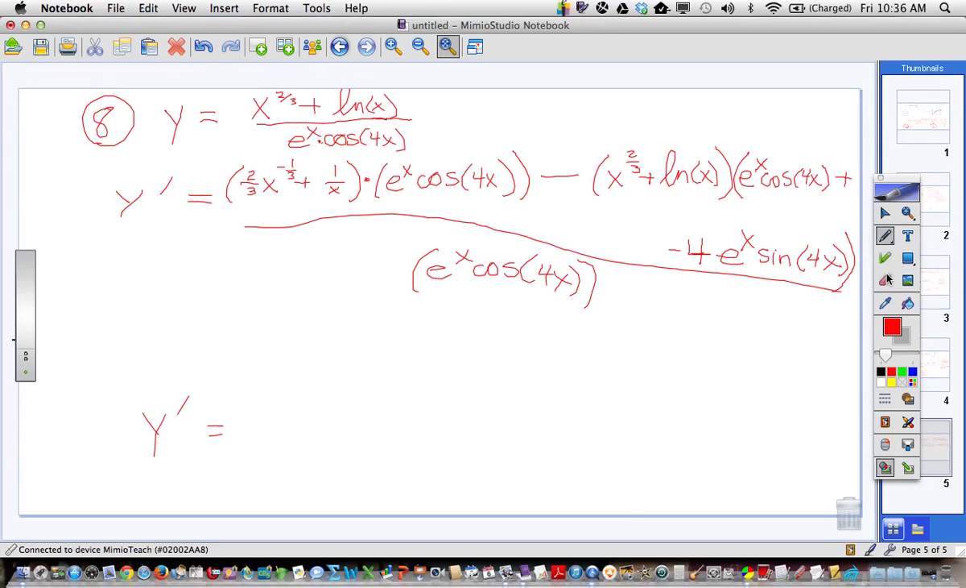Now, oftentimes when you have mixtures of these different kinds of function families, you're not going to be able to do a lot of simplifying. Now, if this was all x's, if this was x to the 2/3 plus x, and down here was x squared, for example, then there's a pretty good chance that you're going to be able to distribute and put some x's together and be able to do some things. But when you have this mixture, not always.